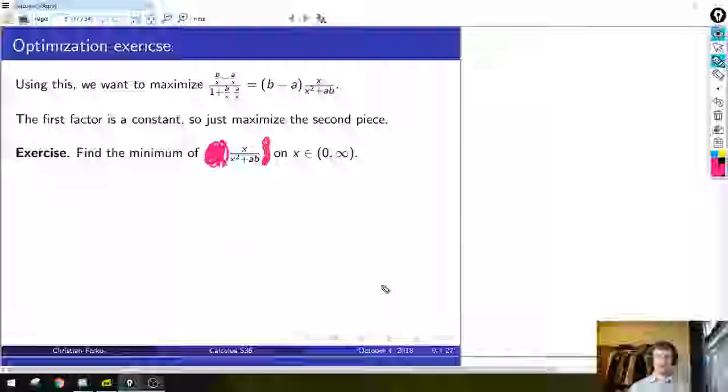Man, this is a poor slide design. Okay, anyway, so I want to maximize this. What should I do? I think we should take the derivative. Good. What's that?